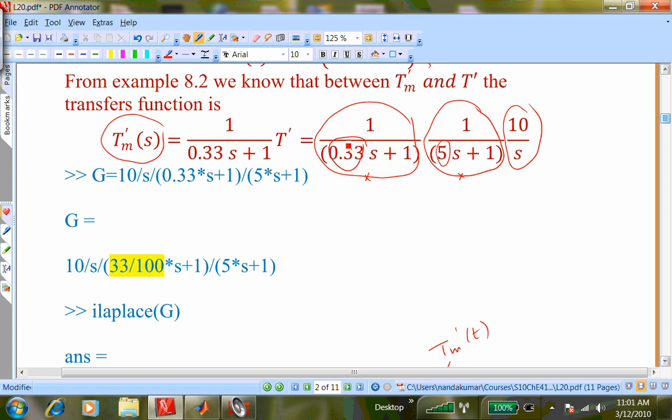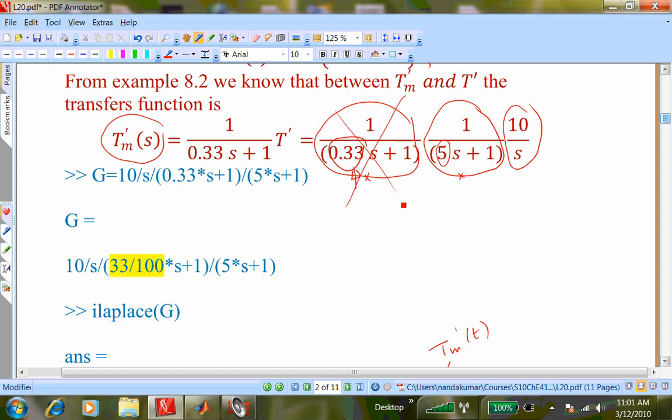So if I'm an engineer who is designing a thermocouple, I want this number to be as small as possible. Make it as small as possible. If I make it 0, what happens? Then the two curves merge. They are identical. Okay? Because we have effectively knocked out this term completely. So there is no lag, no thermocouple lag.